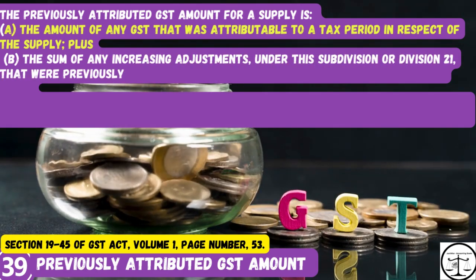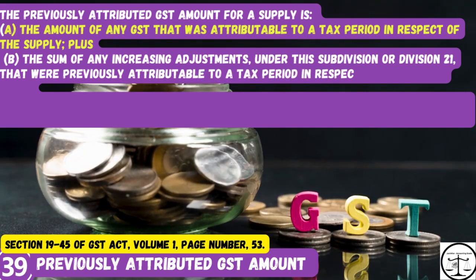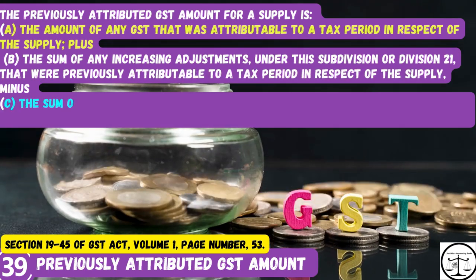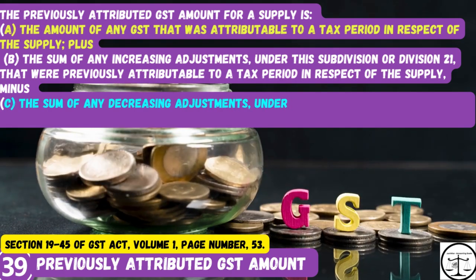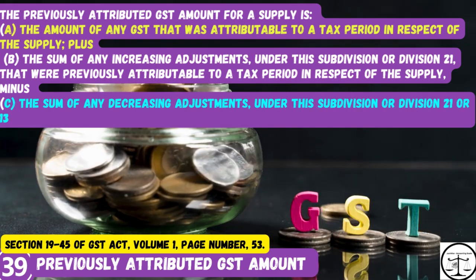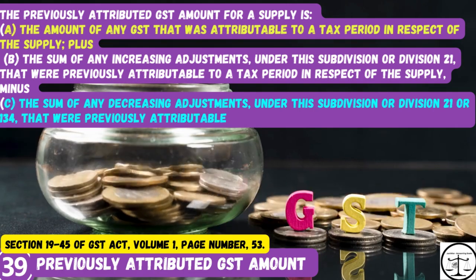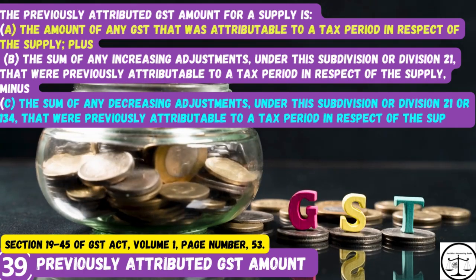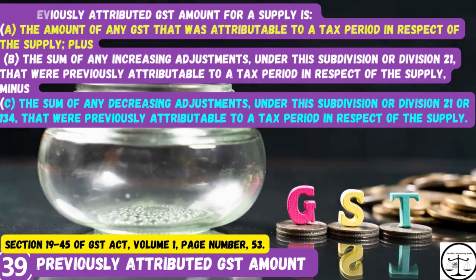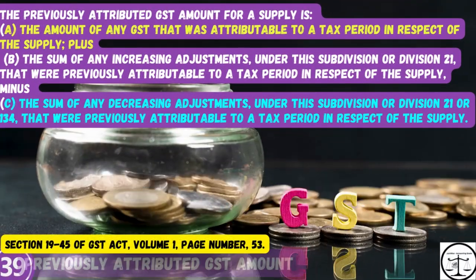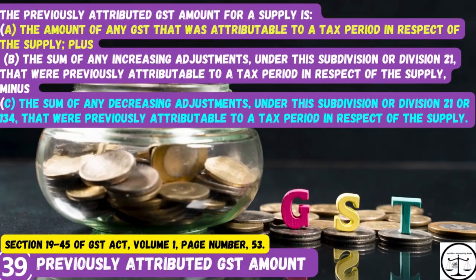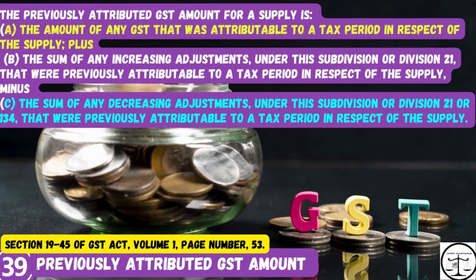B. the sum of any increasing adjustments, under this subdivision or Division 21, that were previously attributable to a tax period in respect of the supply, minus C. the sum of any decreasing adjustments, under this subdivision or Division 21 or 134, that were previously attributable to a tax period in respect of the supply.